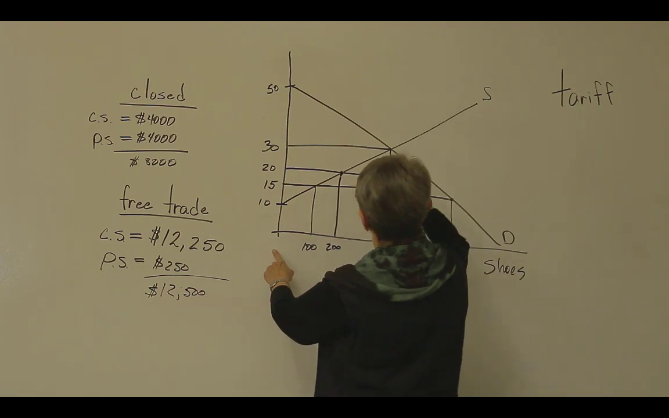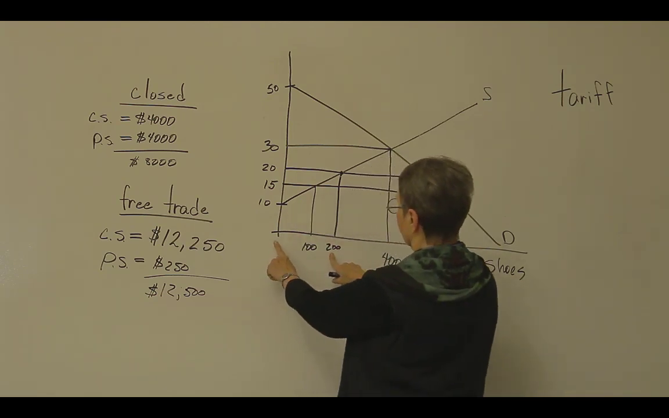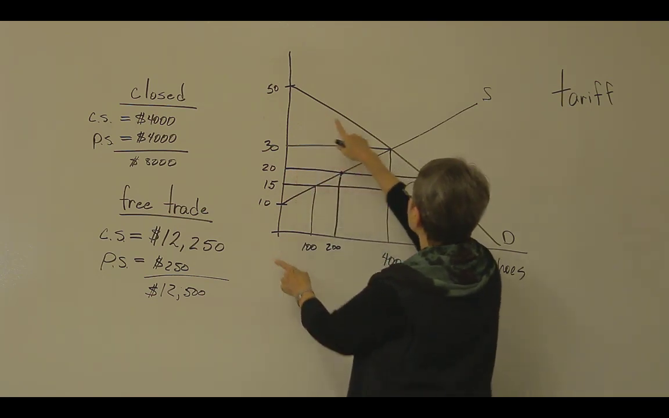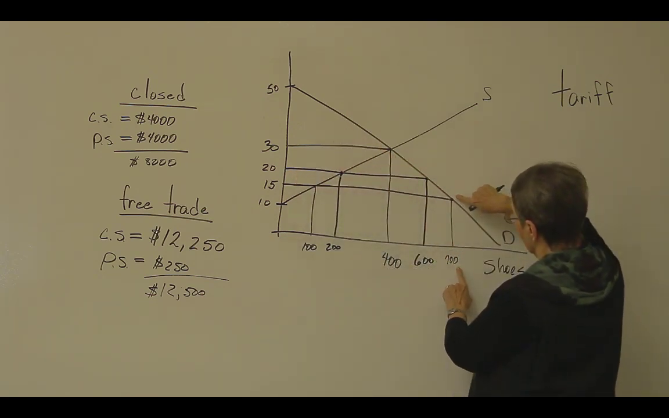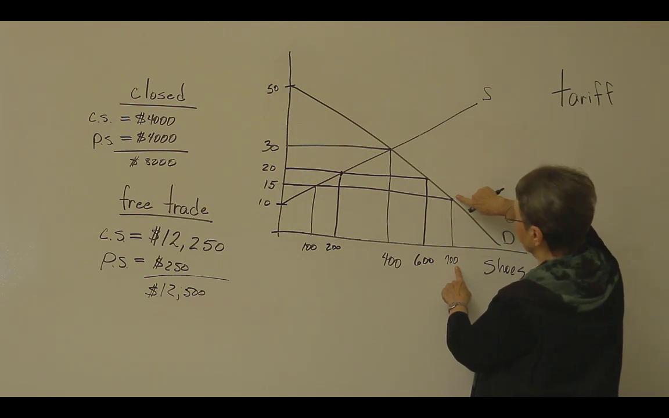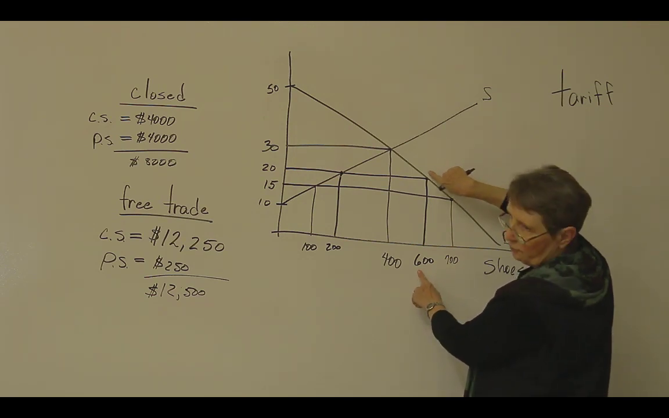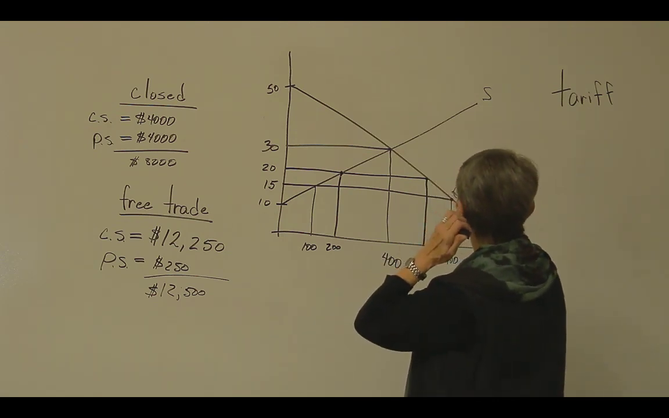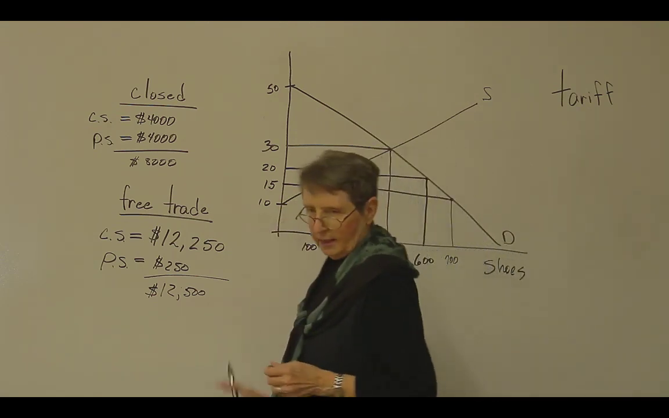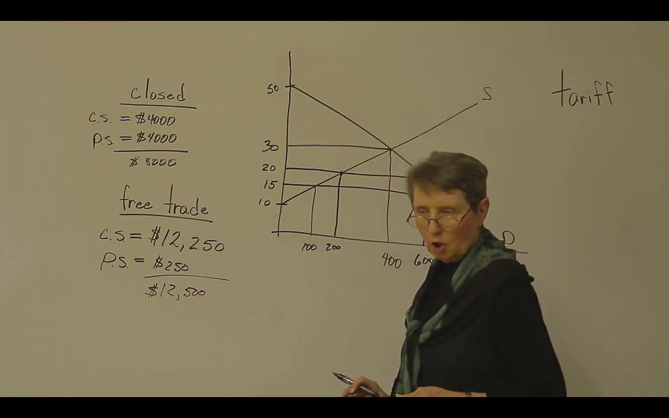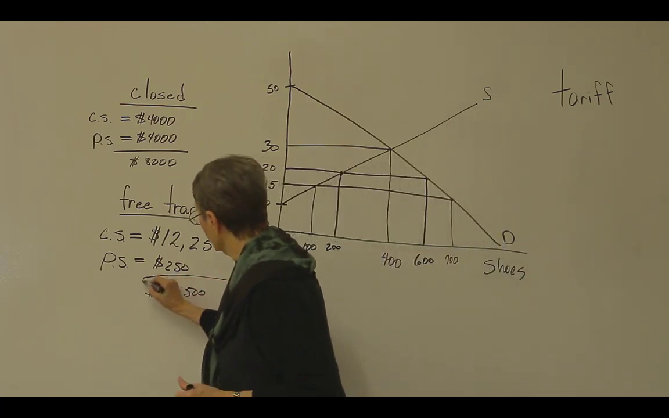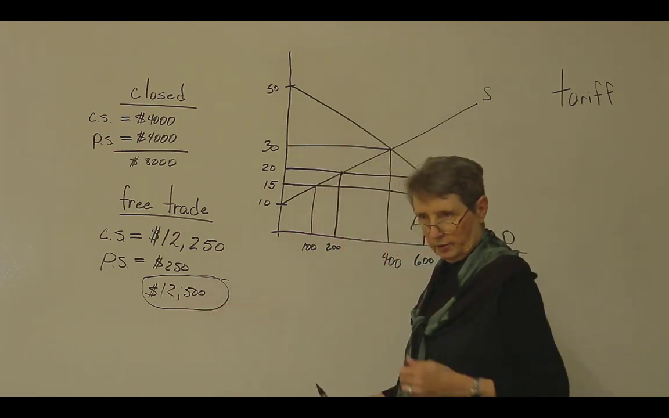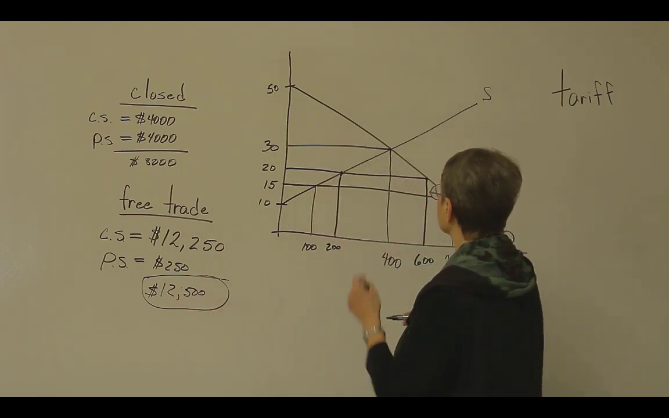So now domestic producers are willing to supply 200 shoes at this new price of $20, and domestic consumers, instead of buying 700 shoes at $15, are now only going to buy 600 shoes at $20. Quantity demanded decreases. So what we want to do is examine how this affects the economy. When we have free trade, we have $12,500 worth of surplus in the economy going to consumers and producers.